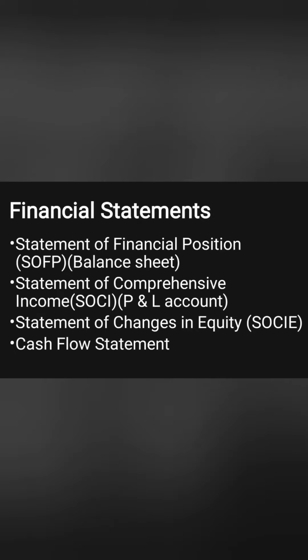The financial statements are: number 1, statement of financial position, also called the balance sheet; statement of comprehensive income, also called the profit and loss account; statement of changes in equity, SOCIE; and finally the cash flow statement. These are the 4 financial statements in financial accounting to be analyzed.